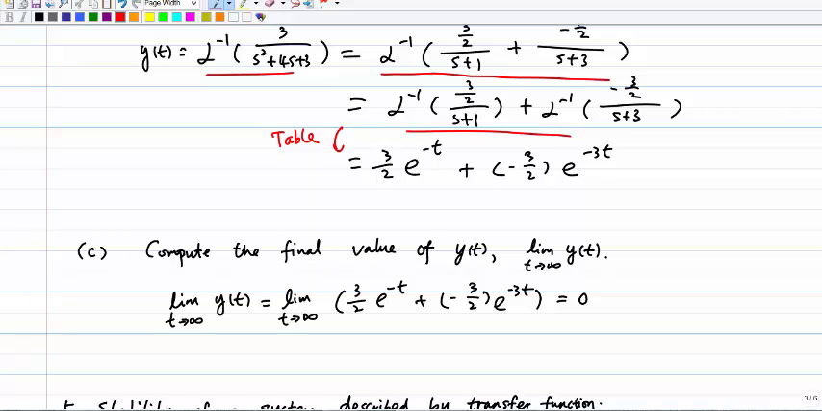Alright, so the last part is to compute the final value of y(t), which is the limit of y(t) as t goes to infinity. So you just plug in those numbers we just calculated and compute this limit. It's pretty straightforward because e^(-t) will go to 0 as t goes to infinity. e^(-3t) also goes to 0 as t goes to infinity. So the sum of the two will be 0 eventually.